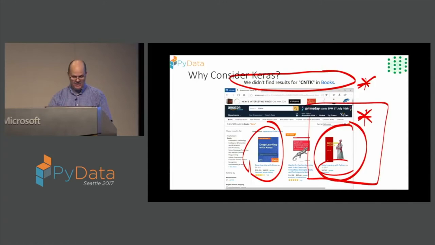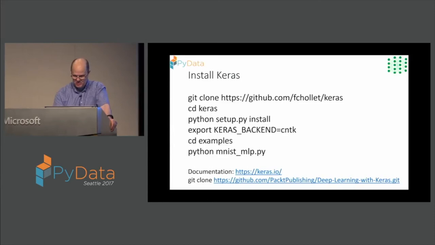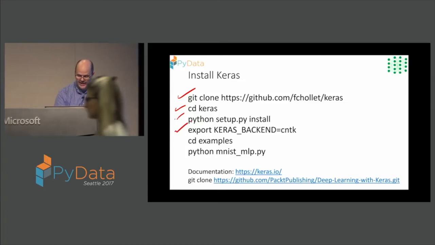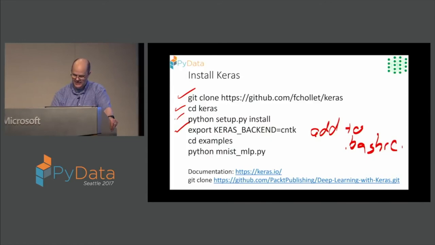All right, so installation of Keras is also simple, just as it was for CNTK. We clone the Keras Git repository, change directory to Keras, python setup.py install. I literally copied and pasted these from the slides into my window and everything worked. Export KERAS_BACKEND=cntk. You should add this to .bashrc so that it updates the backend to use CNTK every time.